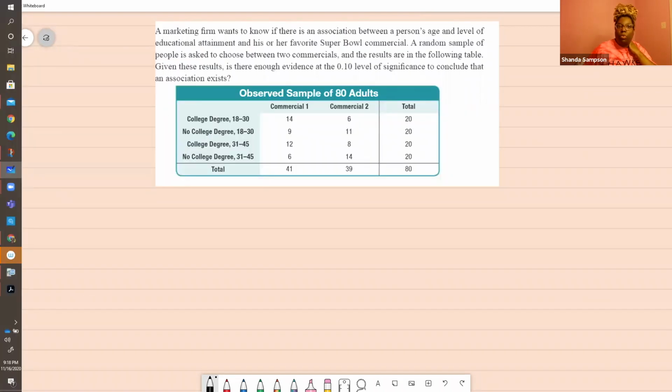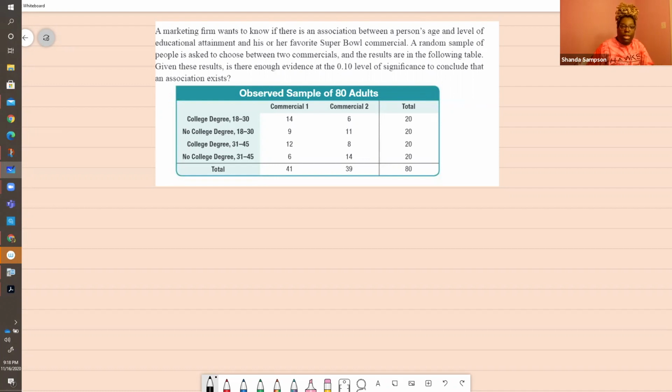A marketing firm wants to know if there's an association between a person's age and level of educational attainment and his or her favorite Super Bowl commercial. A random sample of people is asked to choose between 2 commercials and the results are in the following table. Given these results, is there enough evidence at the 0.10 level of significance to conclude that an association exists?